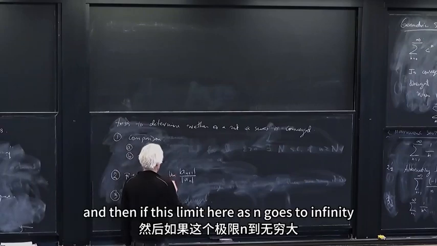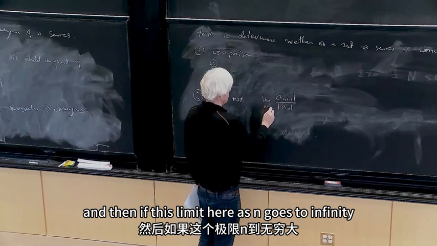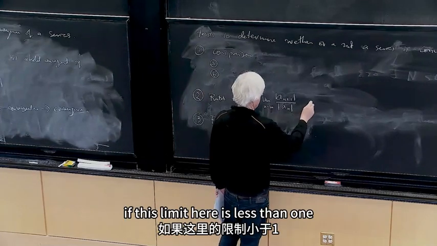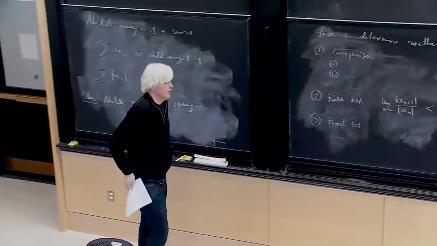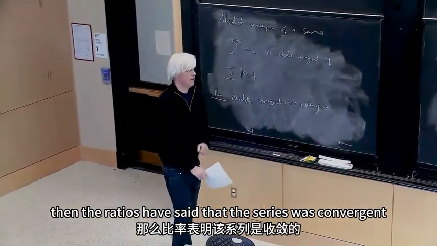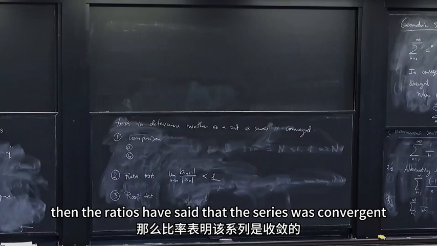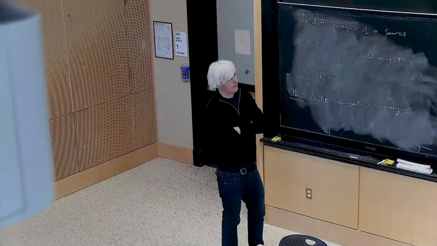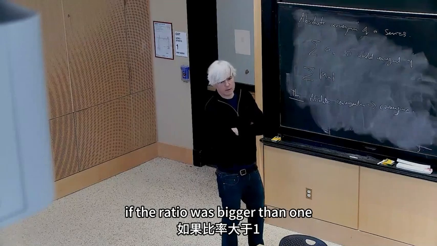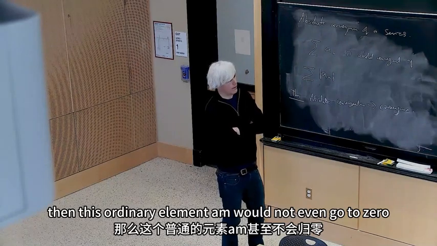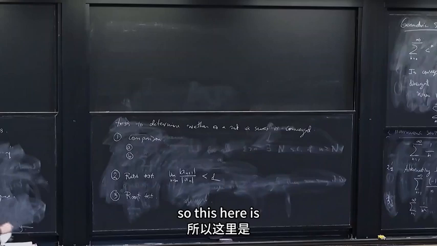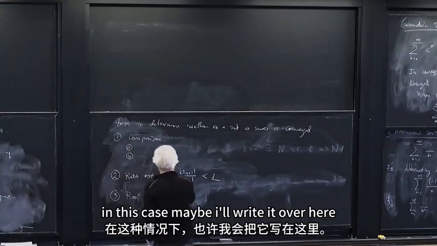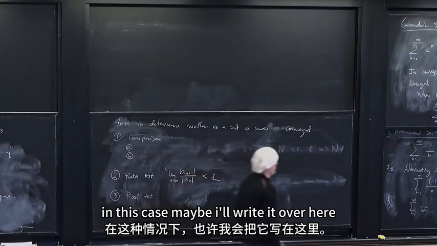And then if this limit, as n goes to infinity, is less than 1, then the ratio test says that the series is convergent. If the ratio limit is bigger than 1, then the terms an would not even go to 0, right? So in this case, maybe I'll write it over here.